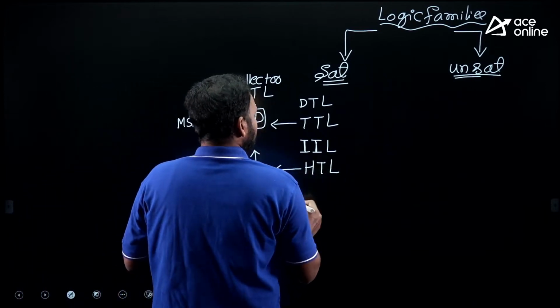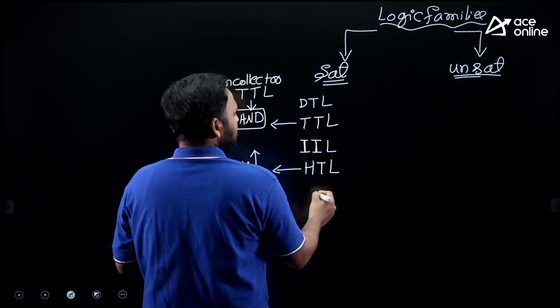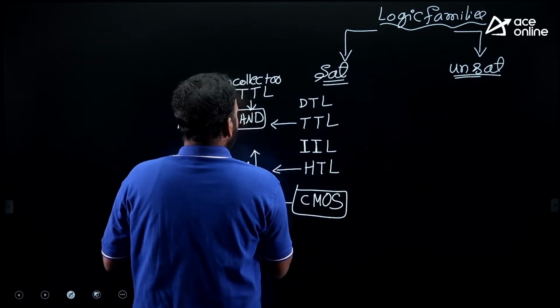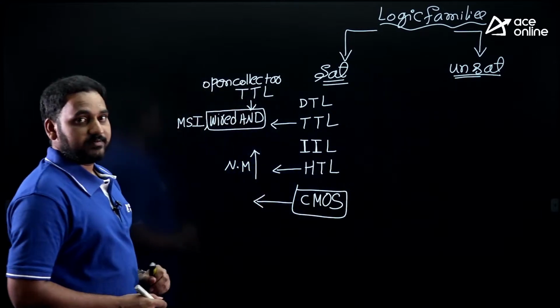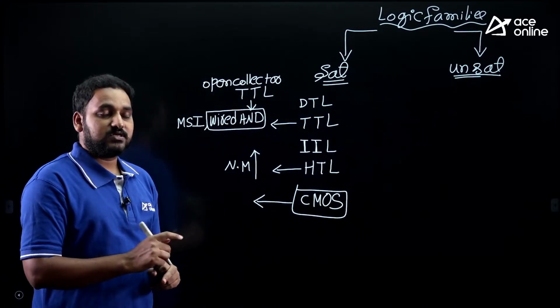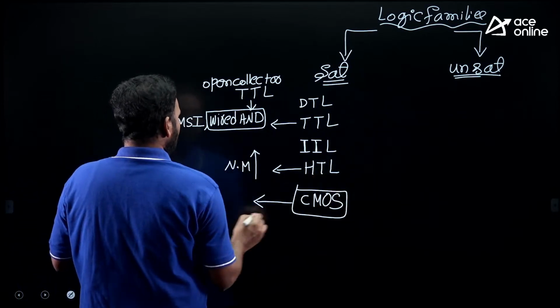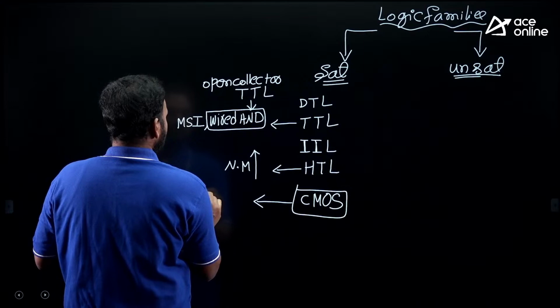And NMOS, PMOS, directly I am writing MOS logic, and then CMOS. Very, very important. Fan out is more in the CMOS logic family. Two objective questions are found from this repeatedly. Highest fan out is the question. No doubt this is the answer.